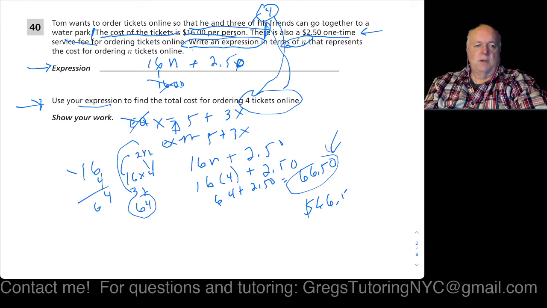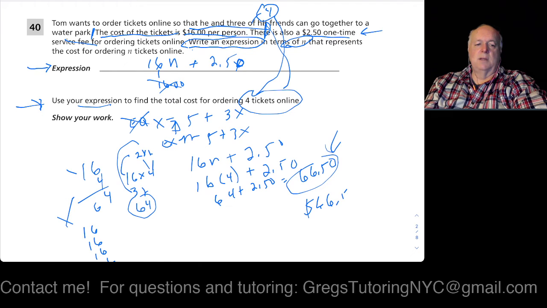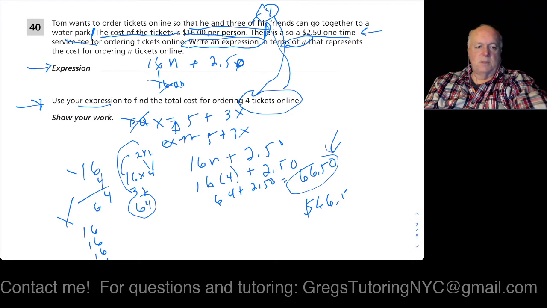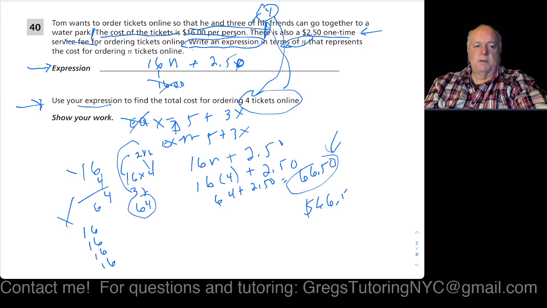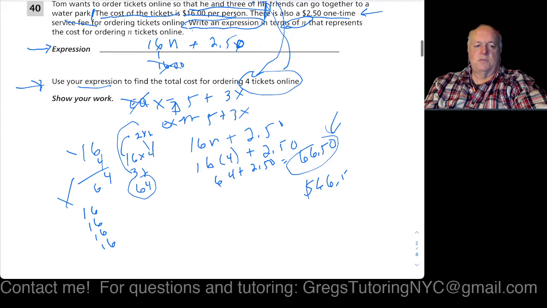And the last thought I want to say is with the 16 times 4 stuff, don't necessarily go on the side and do 16 plus 16 plus 16 plus 16. If you need to do that, go ahead and do it, but that's tedious and error prone. You should still get to 64, but this is trying to avoid the multiplication table.